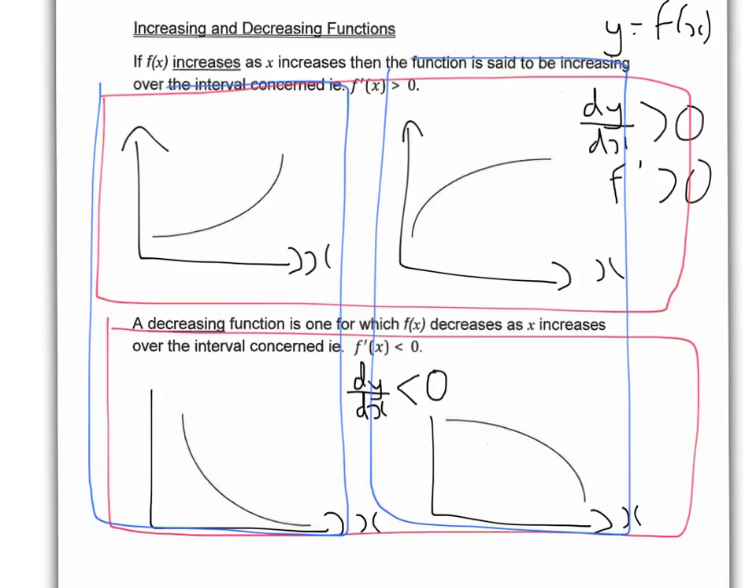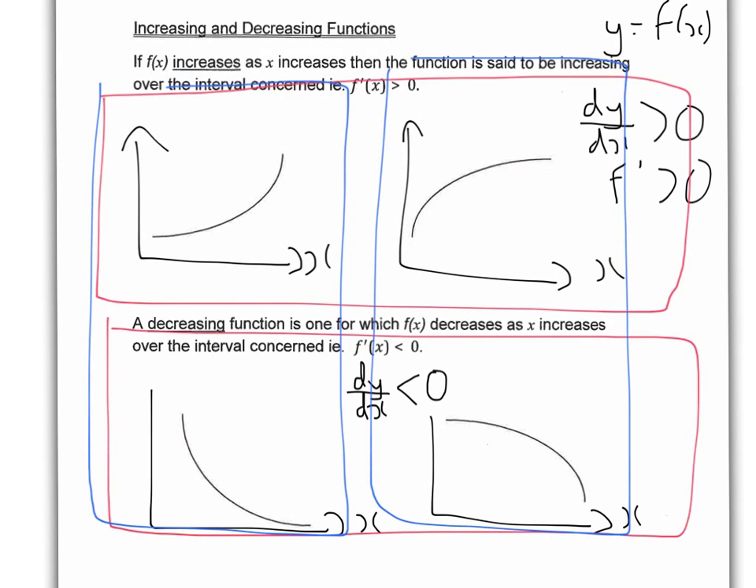In a second, we're going to see some functions where you have to determine when it's increasing and when it's decreasing. Something to note in advance is if something's going to change from being increasing to being decreasing, there must be a point in between where it's got a gradient of 0.